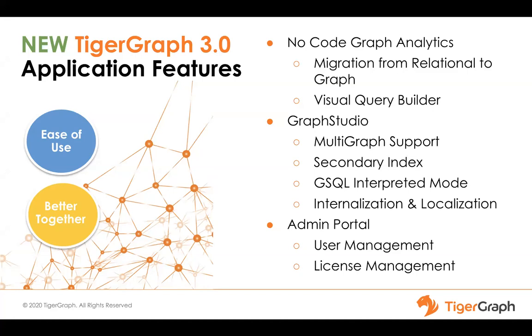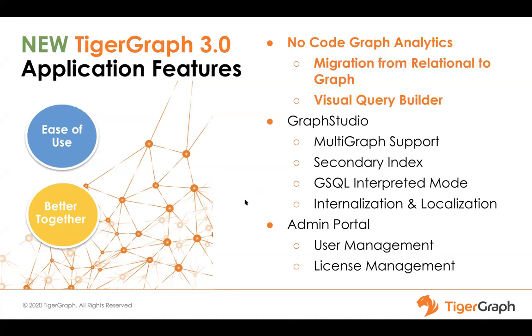And the last part is internationalization and localization in the UI. We're going to start supporting localization in Chinese. And last but not least, in Admin Portal, which is our web-based management portal, we started to support user management and license management as the first phase. Let's first look at the no-code graph analytics part.